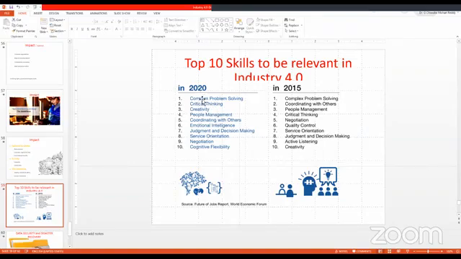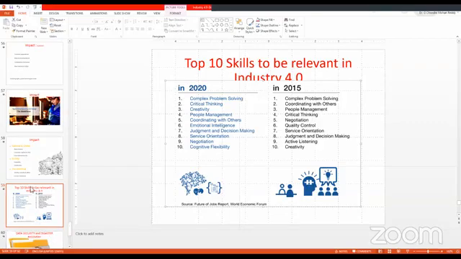2020 anyway, it got dragged to 2022 to 23 because of COVID. So we can still consider this: complex problem solving, critical thinking, creativity, people management, coordinating with others. Emotional intelligence is another one, which was not there earlier. Then judgment and decision making, service orientation, negotiation, cognitive flexibility. This is another one.